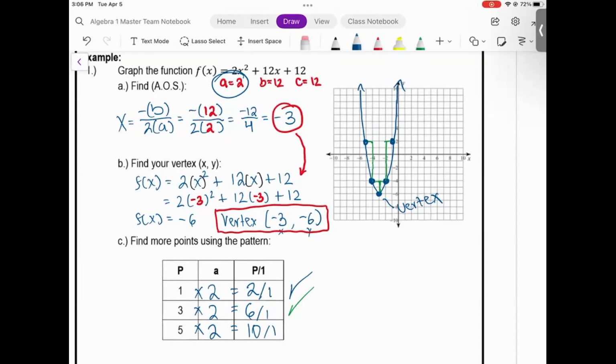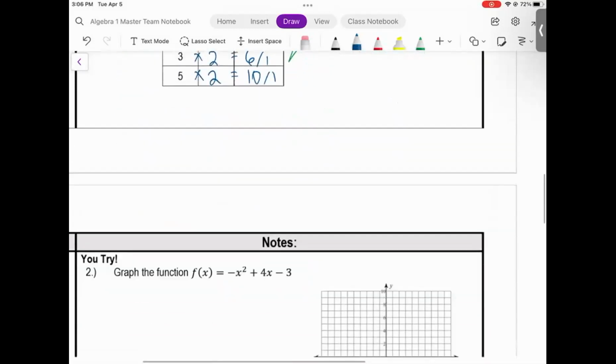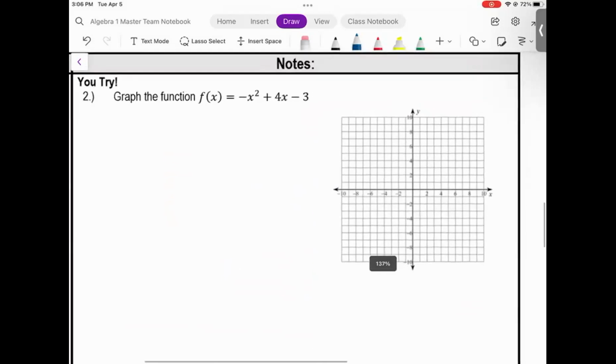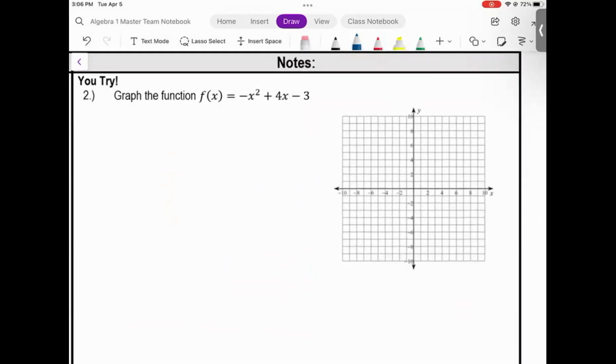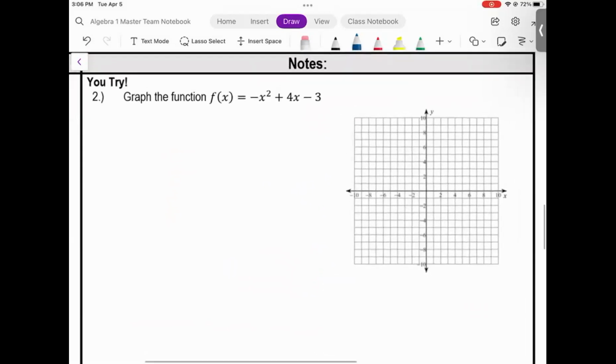What I want you guys to do is go ahead and turn the page over. And I want you to take about 6 to 8 minutes and try to replicate what we just did. Graph the quadratic function by using your notes. Go ahead and pause the video, and after 6 to 8 minutes, unpause it so you can see the solution and check your work.